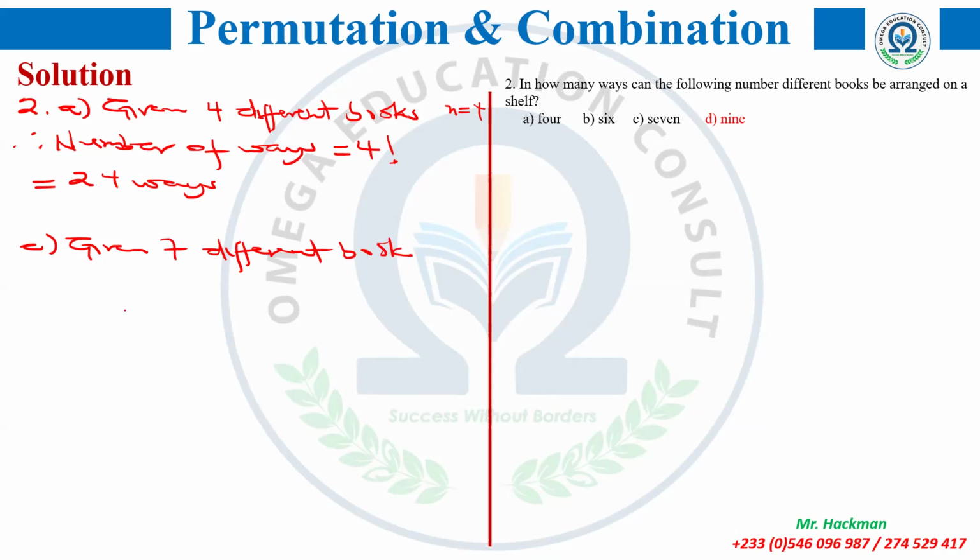So it means your n is equal to what? Your n is equal to 7. So that will give us, you are arranging all of them, so it will give us 7 factorial. And you use your calculator, whatever you get, you write the value there. And 7 factorial gives us 5040 ways. As simple as that.